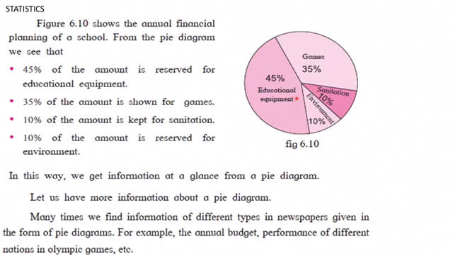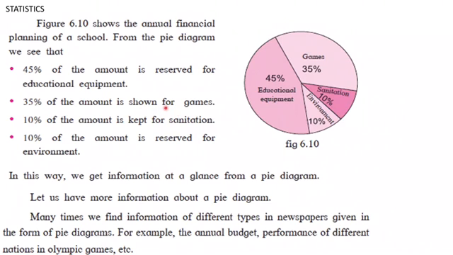In figure 6.10, this shows the annual financial planning of a school. From the pie diagram, we see that 45% is for educational equipment, environment 10%, sanitation 10%, games 35%. So 45% of the amount is reserved for educational equipment.